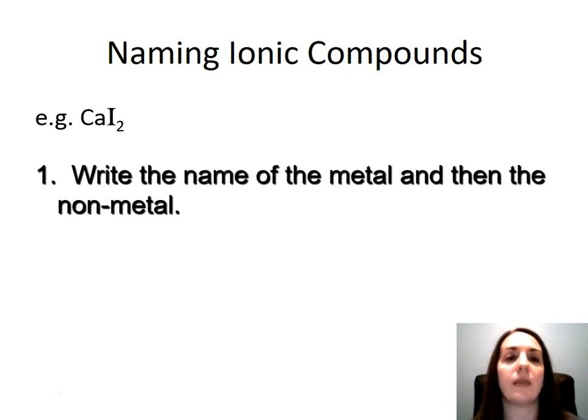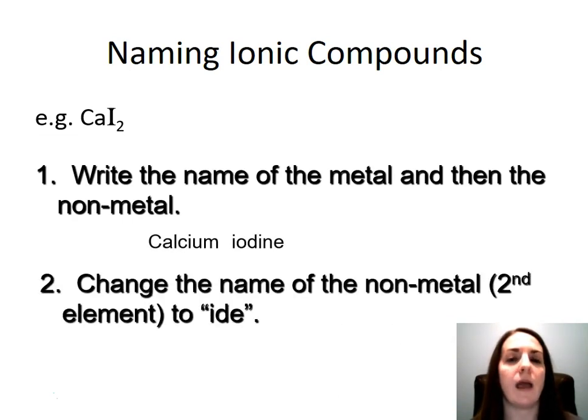And to write the name, we just write the name of the metal and then we write the name of the nonmetal, calcium and iodine. And then to show that it is an ionic compound, we change the ending of the nonmetal, so our second element, we change it to ide, I-D-E. So in this example, it would be calcium, stays the same, and iodide. And that basically tells us that that is an ionic compound.